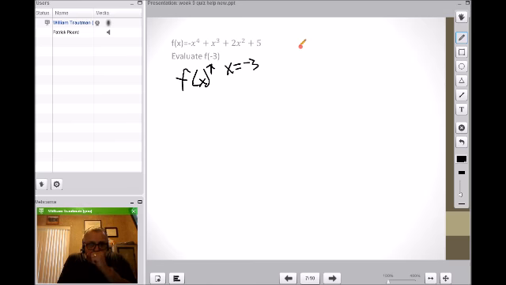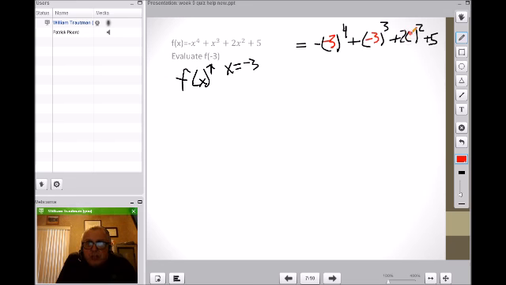You see, the equation is f of x equals negative x to the 4th plus x to the 3rd plus 2x squared plus 5. So it's just telling me x is negative 3, so I'm going to plug negative 3 in here. And you have to use parentheses because if you don't, you're going to get the signs wrong. So it's really important. It says evaluate. Find out what the answer is if you plug negative 3 into x. That's what that's saying.